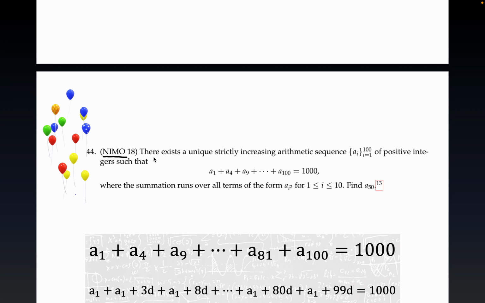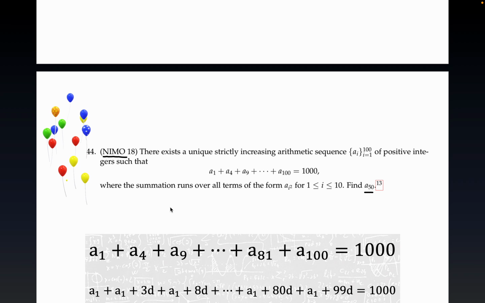Okay, but anyway, here we have an interesting problem: a 100-term positive integer sequence, and we're given the sum of a subsequence that is indexed by perfect squares. As it turns out, I'm not sure how important that is. It turns out to be fairly straightforward just to find d. And they want us to find the 50th term, but after we're done, we could find all the terms. All right, so let's get busy on this.